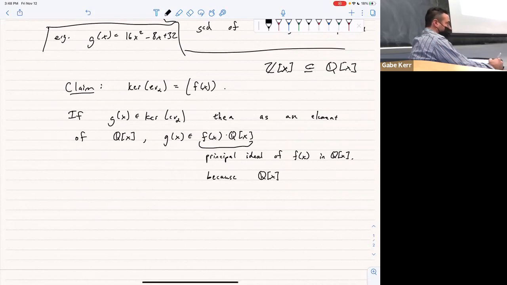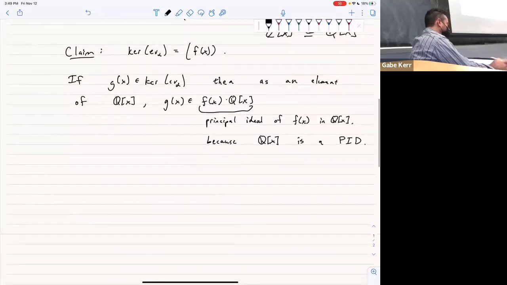Z[x] is not a PID. Definitely not a PID. Or two dimensional. Maybe like one.